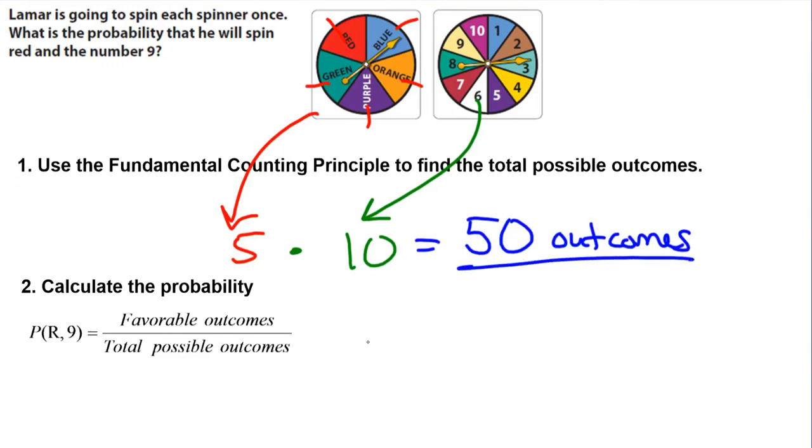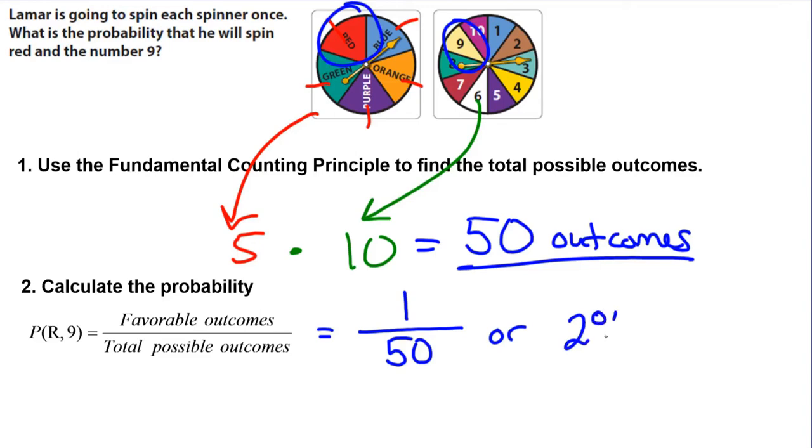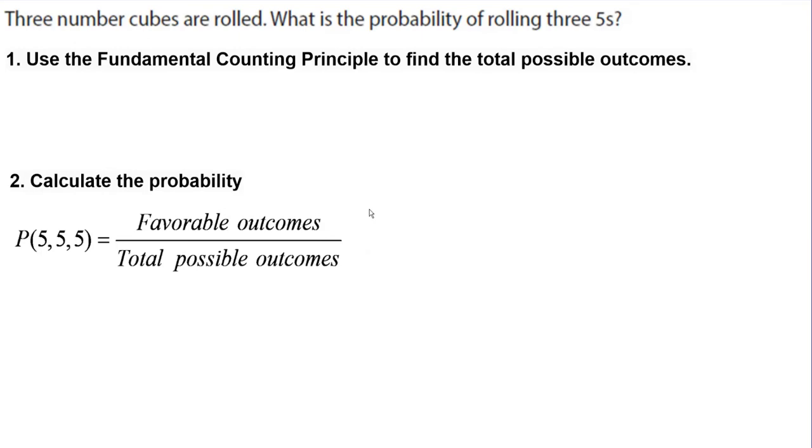Well, that's helpful because now that tells me my denominator. So the probability of getting red and a 9 is something out of 50. Well, how many different ways can I spin red and a 9 on the spinner? Well, there's only one way to do that. That's if you get red on this spinner and a 9 on this spinner. So my probability is 1 out of 50, or a 2% chance of that happening. Again, much faster and more efficient to do using the fundamental counting principle than having to create the entire sample space.